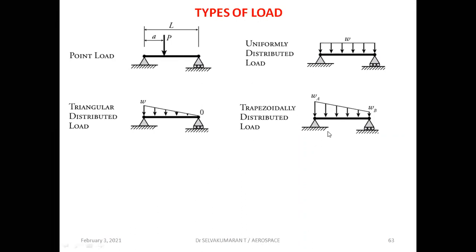Okay, so trapezoidal. Here if you could see, this is a combination of UDL and UVL. If I try to draw a line here like this, this becomes the UDL, uniformly distributed load, and this becomes the UVL, uniformly varying load. So it's a combination of UDL and UVL, which is called a trapezoidally distributed load.